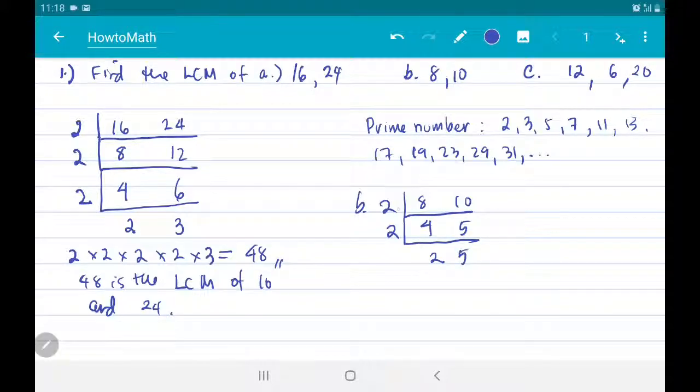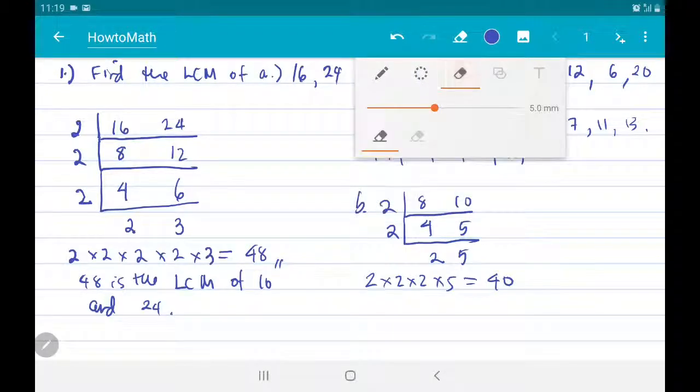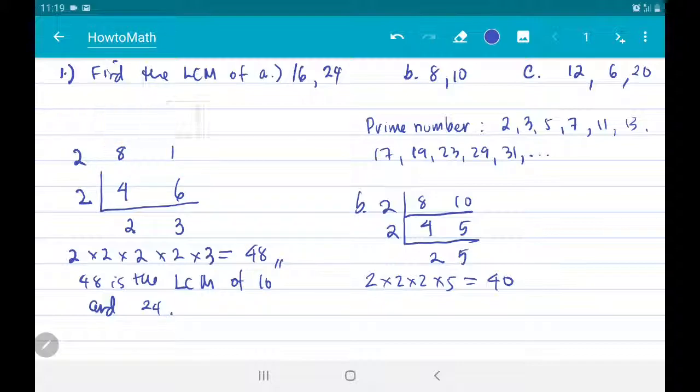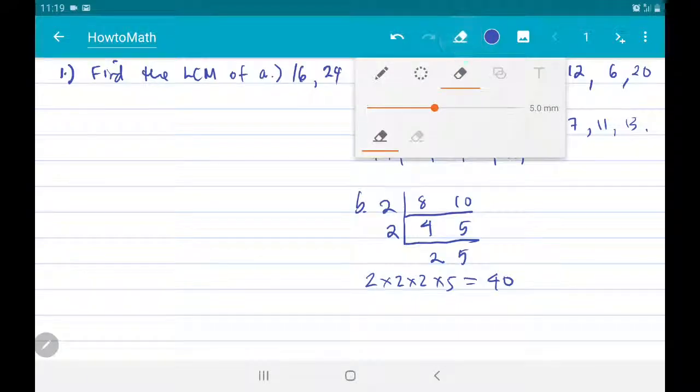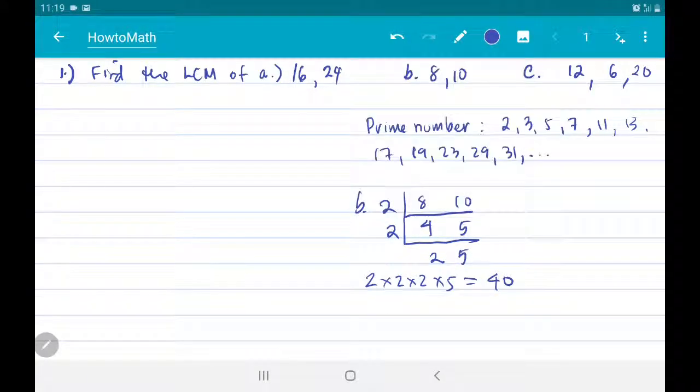Okay, so they are all prime. Therefore, the LCM of 8 and 10 is 2 times 2 times 2 times 5, which is equal to 40. So this is 4, this is 8 times 5, this is 40. Okay, the last example, we have 12, 6, and 20.